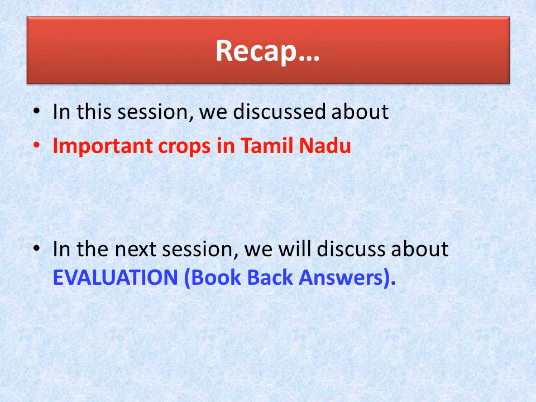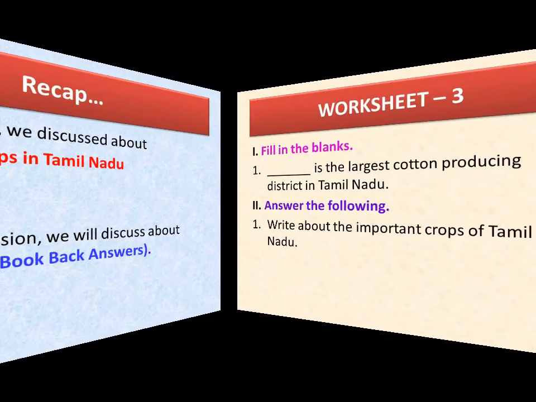The cash crops include cotton, sugarcane, oil seeds, coffee, tea, rubber, coconut, gingelly and chilies. The fruits are mango and banana. The flowers include jasmine, chrysanthemum, marigold and rose. Coimbatore is the largest cotton producing district and is known as the Manchester of South India. Dear children, in the next session, we will discuss the book back answers.